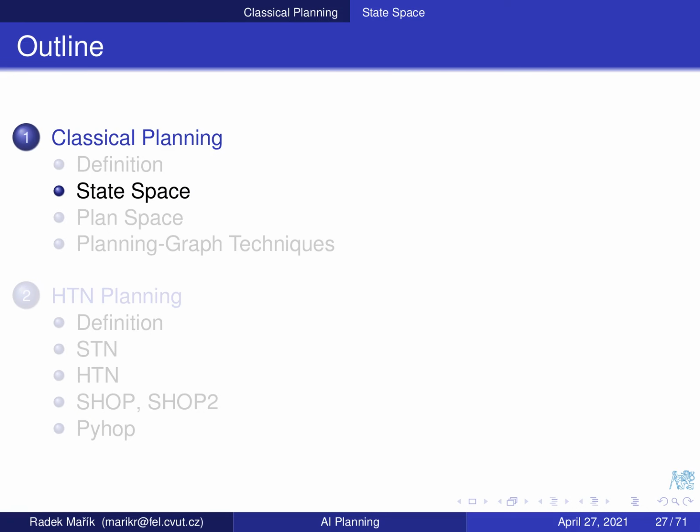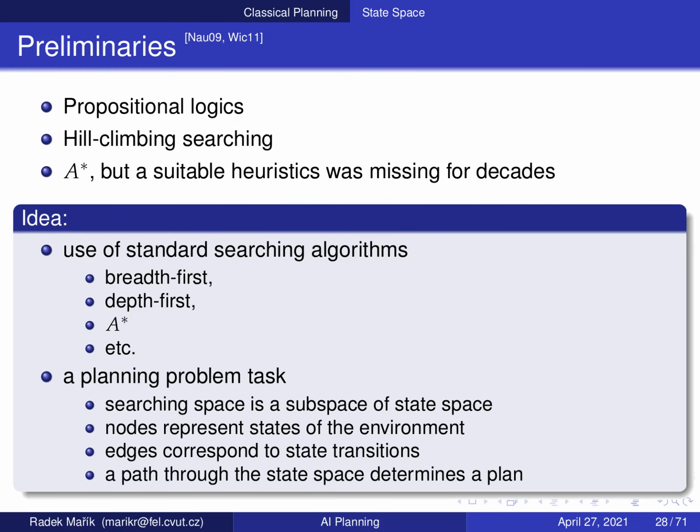State space. So now we are approaching how to search through the state space. Of course, we can assume that we could use propositional logic and a kind of hill-climbing search, possibly to use A-star heuristics. However, till about the year 2000, no such suitable heuristic was known, and it was missing for decades. The idea is to use breadth-first, depth-first search, A-star, and so on. In this way, the planning problem can be viewed as a kind of searching technique through the state space in such a way that you try to search only its subspace.